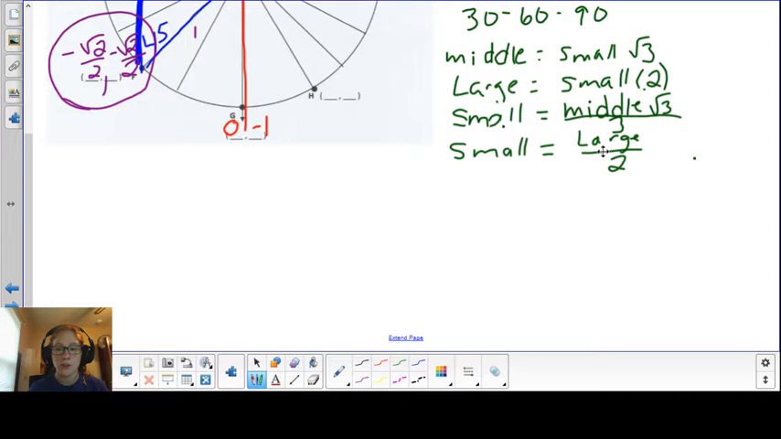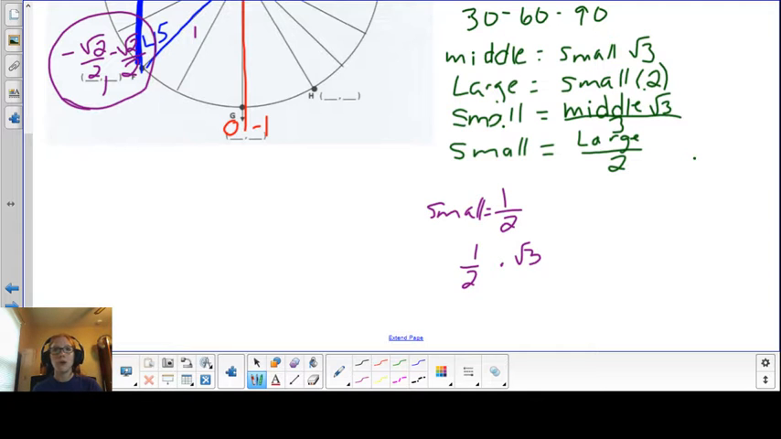So if my large is a value of 1, and it says what 1 divided by 2, what is 1 divided by 2? Well, it's a half. But we're going to just go ahead and say it's a regular half. Boom! Easy. Not much work involved. Pretty nice, actually. Alright, so now I need to find my middle, and the only way to find my middle is to take my small times the square root of 3.